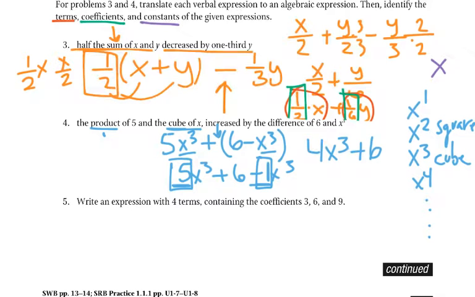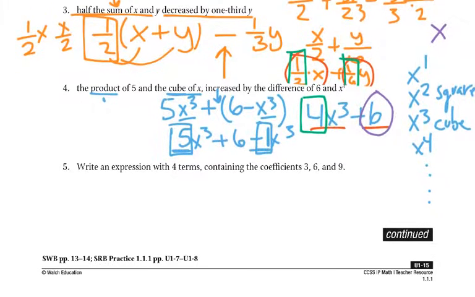Alright, so we have terms. We've got 2 terms, right? We've got 4x cubed and 6. And that's not a b, that's a 6. Okay, those are our terms. We also have one coefficient, the 4. Okay, 6 doesn't have a variable, so it's not a coefficient. It makes it a constant.